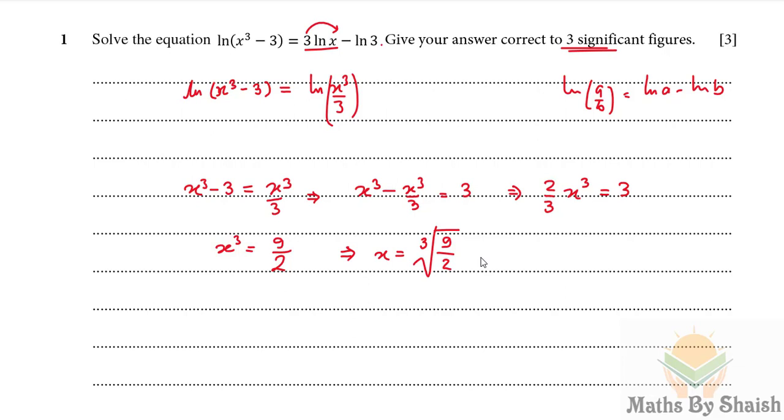Now we will get this value from the calculator. The cube root of 9 by 2 is 1.6509 and so on. We write our answer to 3 significant figures because they have asked. So x is 1.65, and that's the value of x.